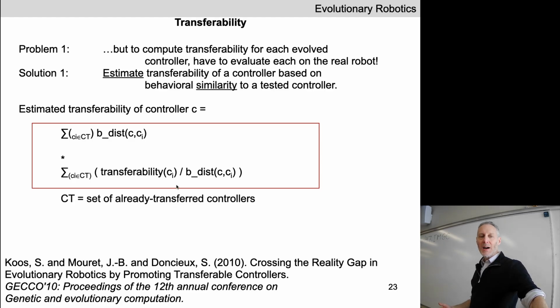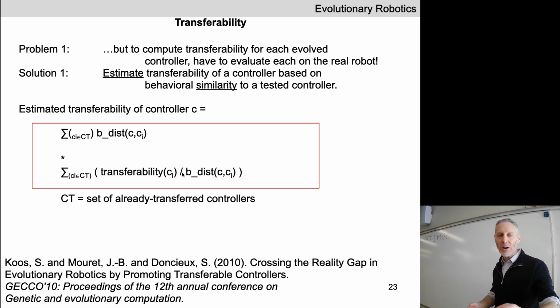This is a weighted sum. When we multiply this by this term, it becomes a weighted average. We're ending up with basically the average of all of the actual transferability values for all the CIs in CT. But that weighted average, some of the transferabilities contribute more to that weighted average than others, which are the ones that are closer to C.